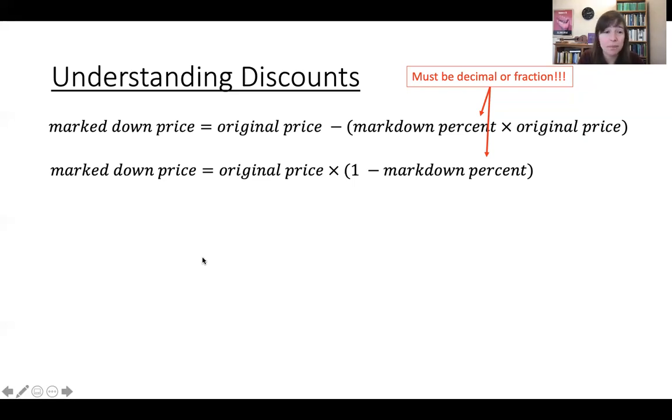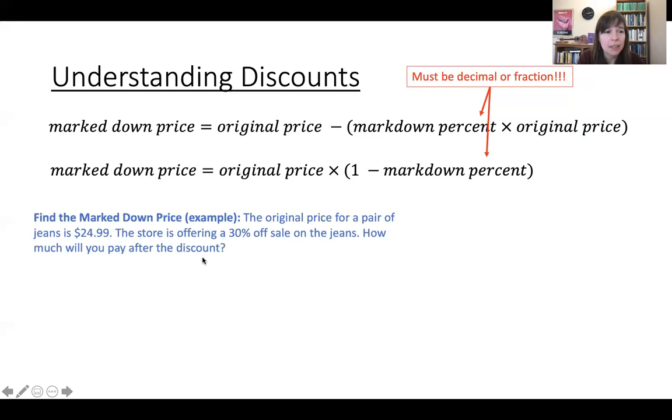Okay, let's do some examples. Here, let's find the markdown price. So let's say we know the original price. The original price for a pair of jeans is $24.99. The store is offering a 30% off sale on the jeans. How much will you pay after the discount? I do not buy expensive jeans, as you can tell.